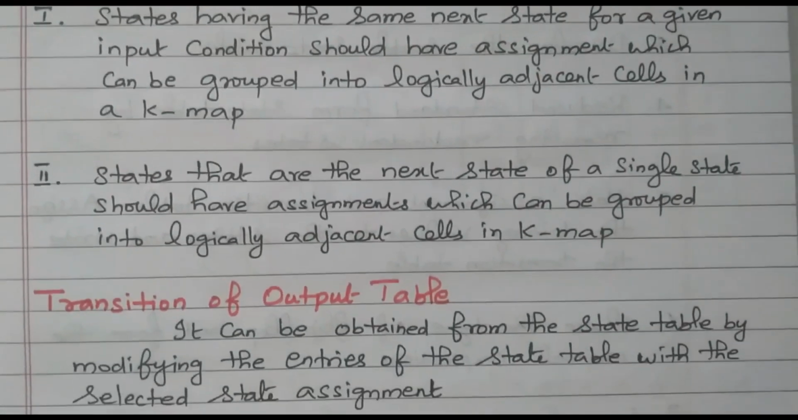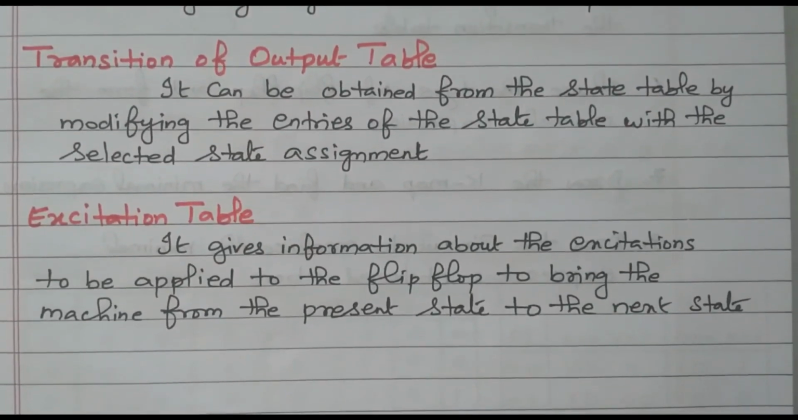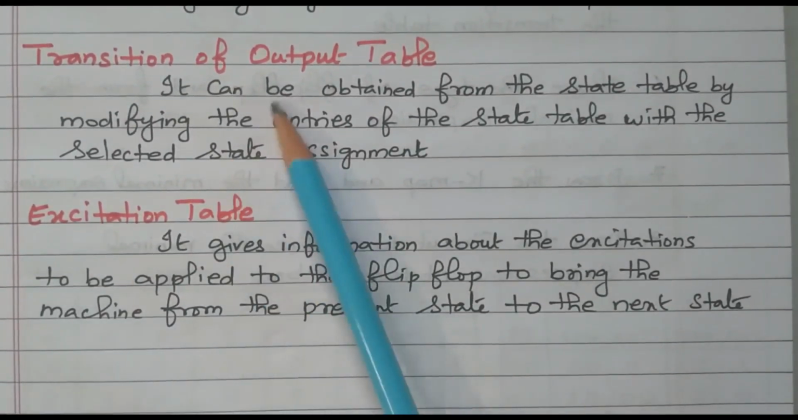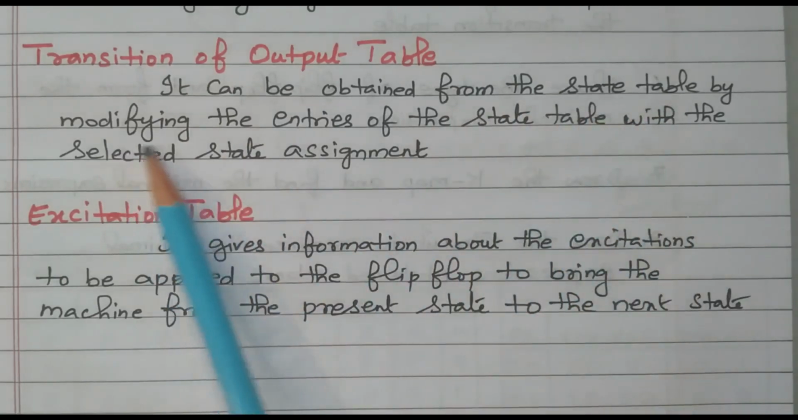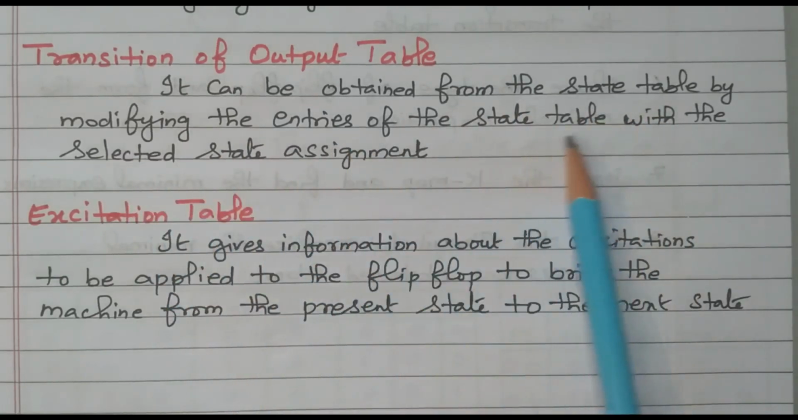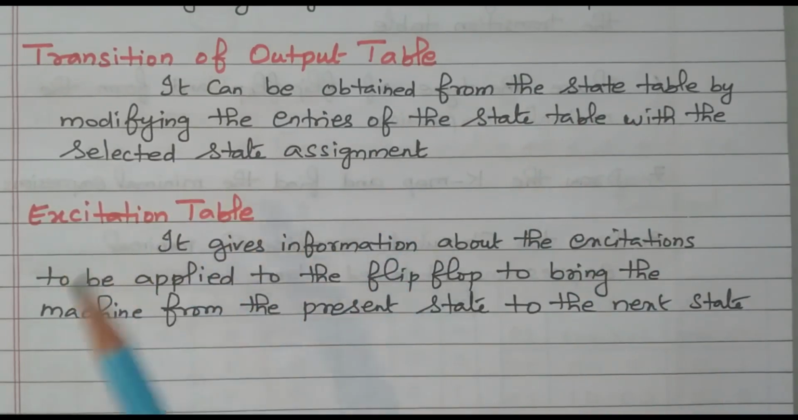The separate problem available for state assignment, at that time you are able to know very well. Then the transition of the output table can be obtained from the state table by modifying the entries of the state table with the selected state assignment. Then the excitation table gives information about the excitation to be applied to the flip flop to bring the machine from the present state to next state, right?